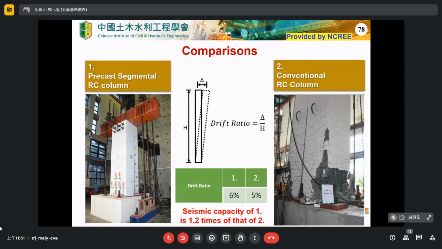However, we use the stack block. And you can see between the interface of each block, when the earthquake excited, the interface can open and close, open and close. It means that the seismic energy absorption is not limited only to the bottom of the bridge pier, but distributed to every interface. So when the seismic damage occurred, the damage situation is insignificant. So we can see that the seismic capacity of the new type we propose is at least 1.2 times that of the conventional RC columns.